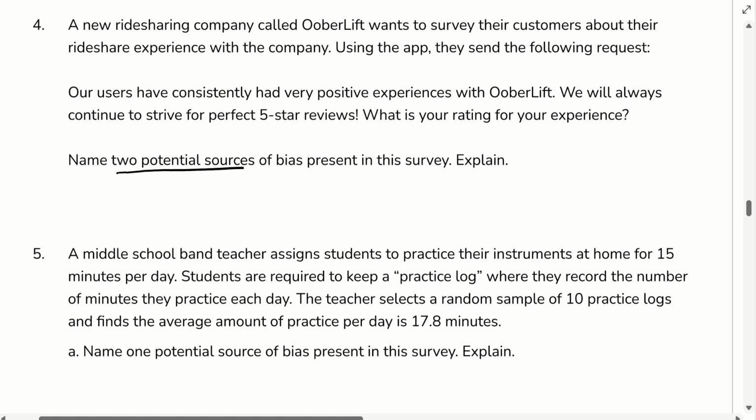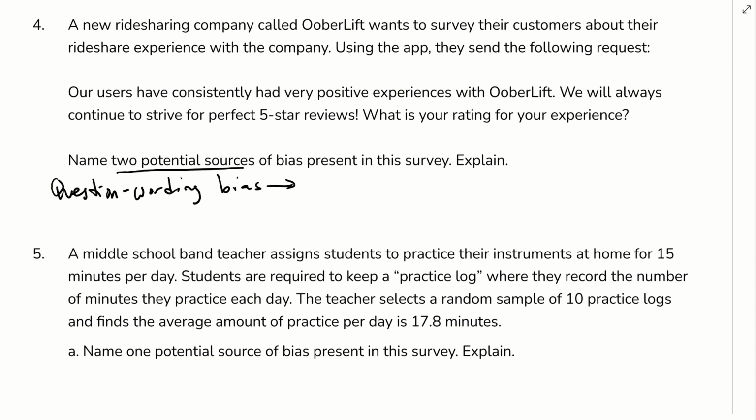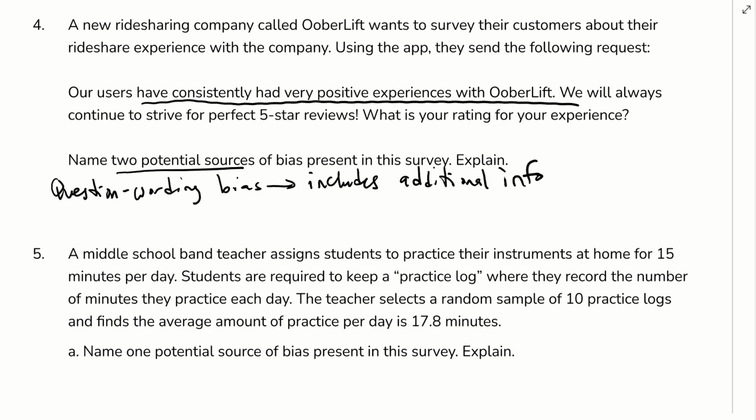So let's go ahead, and this is 2 potential sources. So we have question wording. Here, in the question wording, they added additional information. Users have consistently had very positive experiences with Uber Lyft. That is the question wording bias that I'm talking about, right? It includes additional info that is leading. That's called a leading question.